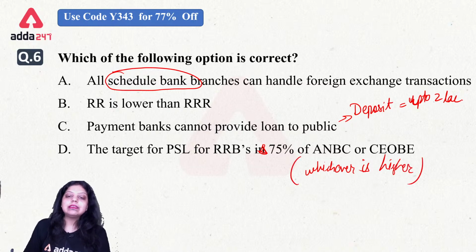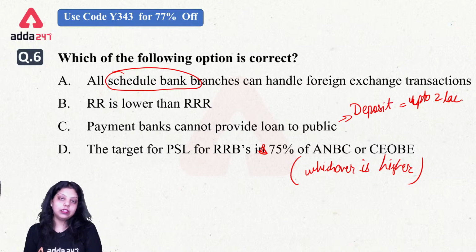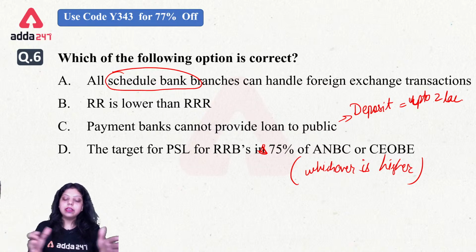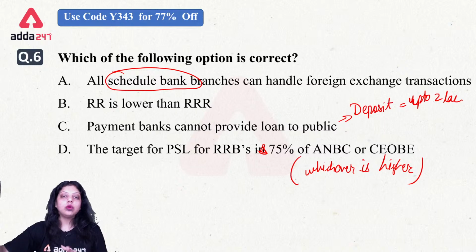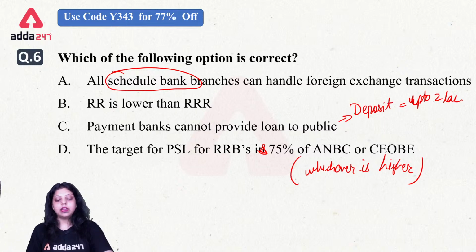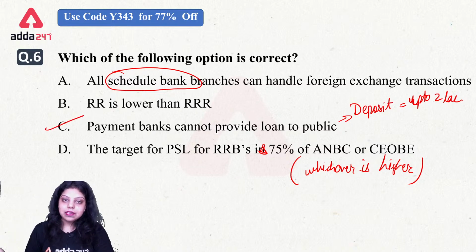How will the bank decide what percentage we have to provide to the PSL sector, the percentage of ANBC or the percentage of CEOBE? It depends on whichever is higher; the bank will provide that percentage of its ANBC or CEOBE to the PSL sector. There are 8 sectors in the PSL. So the right option will be C option, because it is true that payment banks cannot lend to the public.